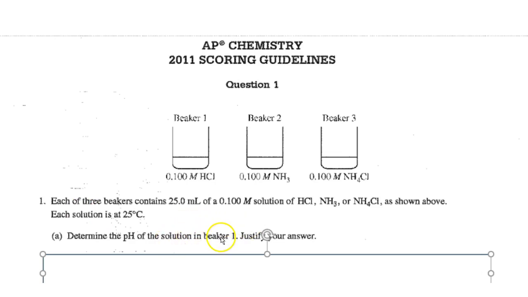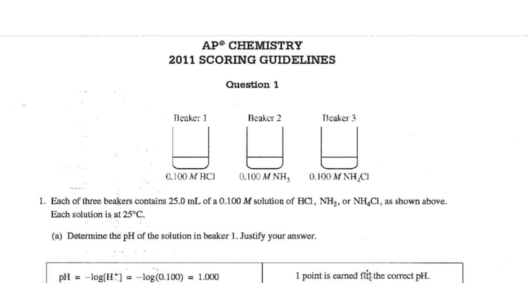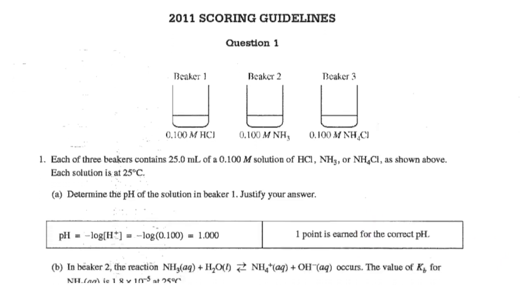The pH of the solution in beaker 1. Well, if we can get the H+ concentration, we take the negative log of H+, that's our pH. This fully dissociates, so the concentration of HCl is 0.1 molar, as is the concentration of H+. So the negative log of 0.1 is 1. The pH of this solution is 1.